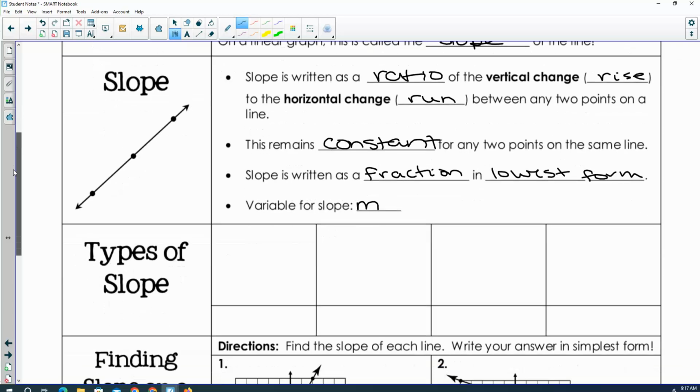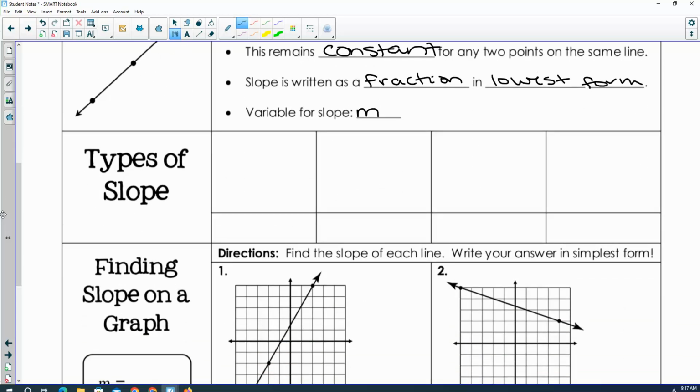All right, so when we're dealing with lines, we have 4 options. Either you have a line that is rising. If it's going up, what kind of number will your slope be? Positive. So if it's increasing from left to right, that is positive. If it is decreasing, that would be negative.